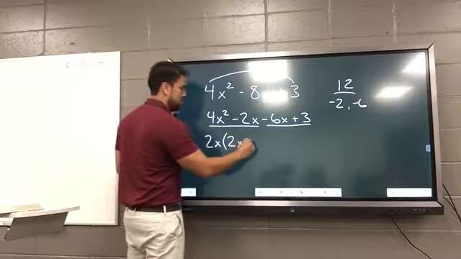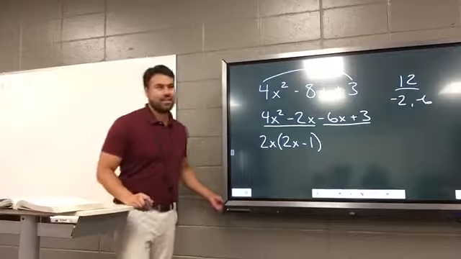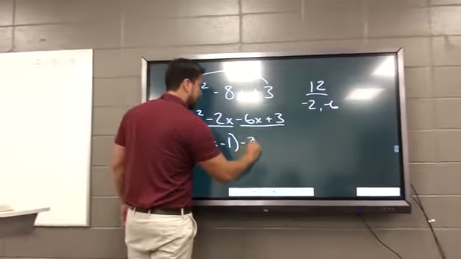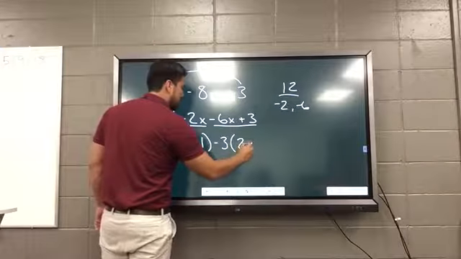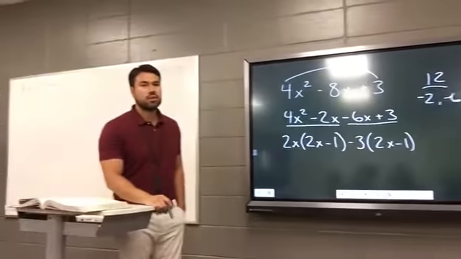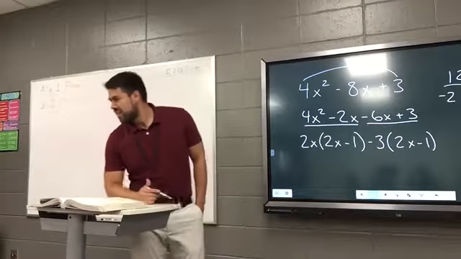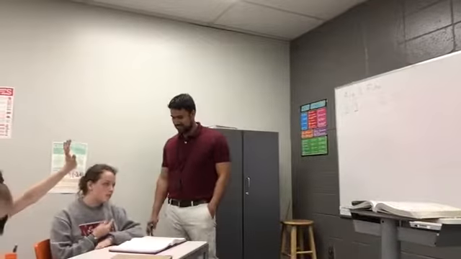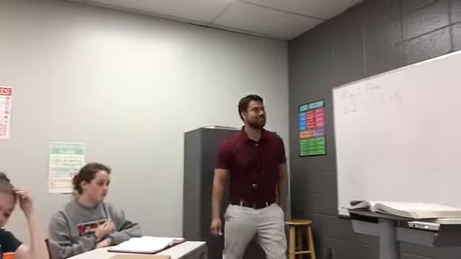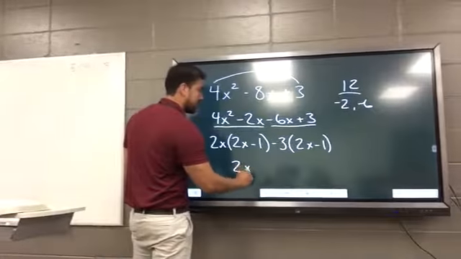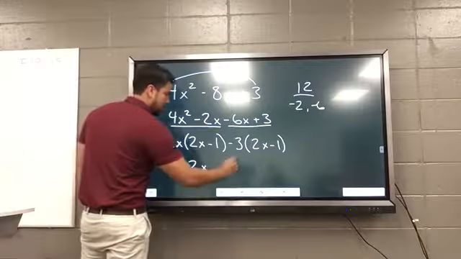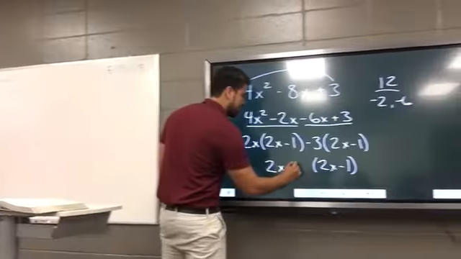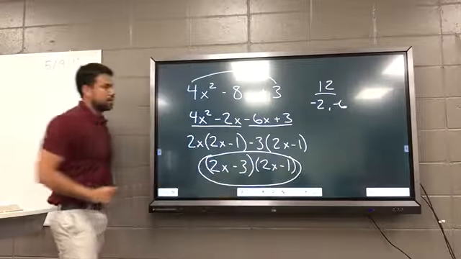2x minus. Okay, what factors out of the second two? Give me a sign. I need a sign. Lucy? Negative 3. Negative 3. So what's left? 2x minus 1. And then final answer. Carson. 2x plus 3 and 2x. Say that again. 2x plus 3 and 2x. I think you're very, very close. Yeah, 2x minus 3, 2x minus 1. Okay, good.